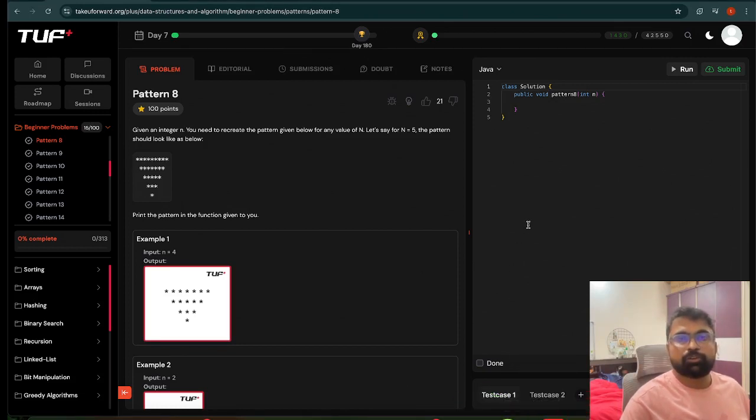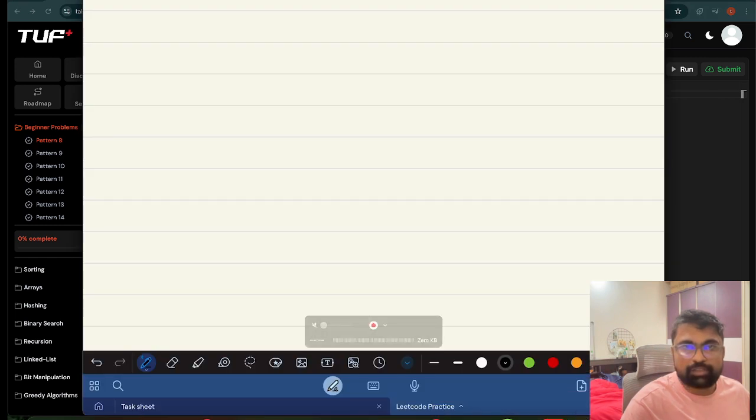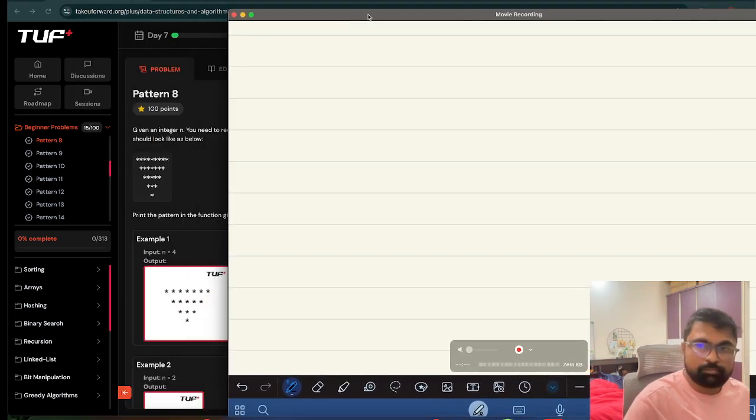So today we are going to solve the pattern 8 from TUF Plus. So let's try to understand this problem. Here we are given a number n and we want to draw a pattern like this. So let's try to understand this particular problem with an example.